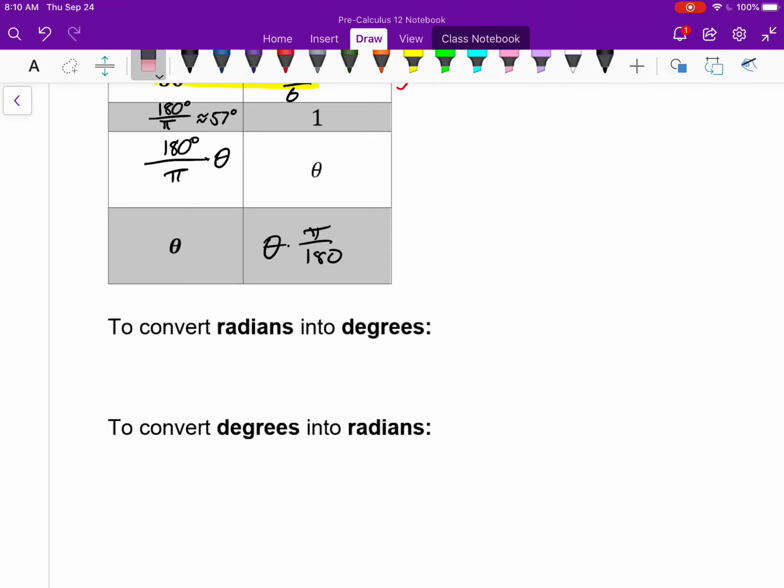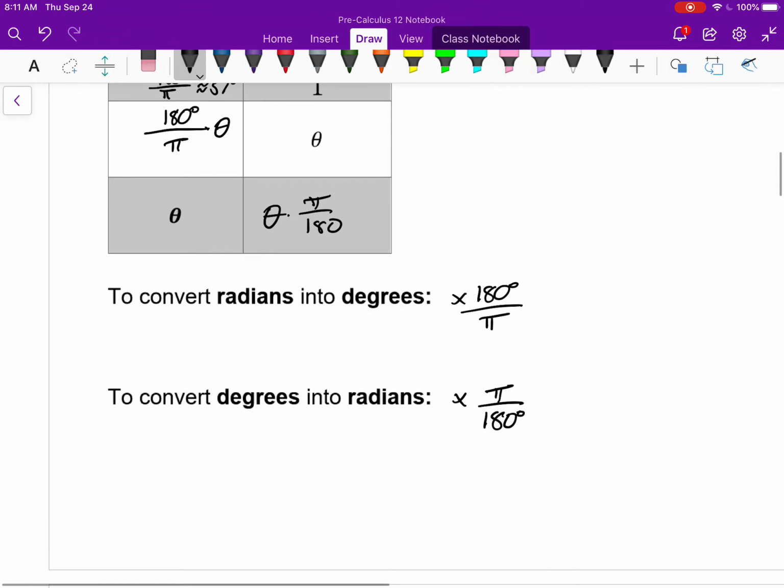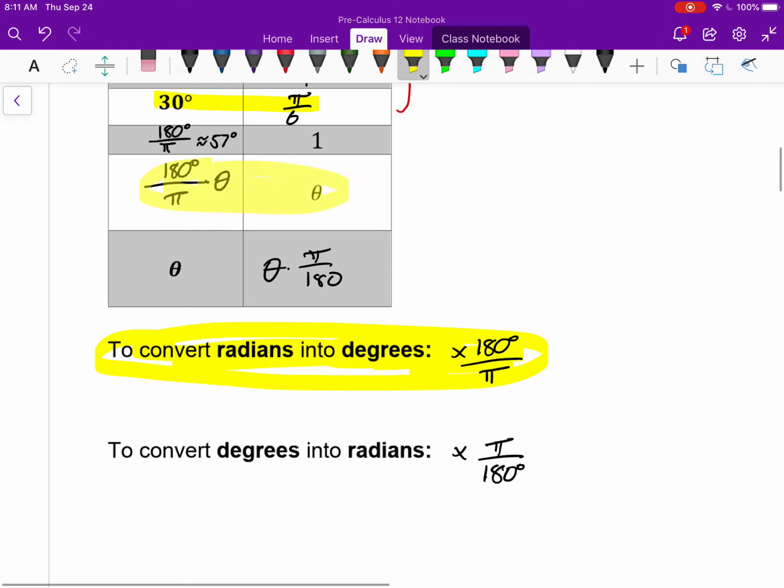To convert radians into degrees, you multiply by 180 and divide by pi. And if you want to convert degrees into radians, it's the other way around. You multiply by pi and divide by 180 degrees. And everything you see right here is equivalent to what I showed right here. And this can all be figured out by that same sort of proportional reasoning.